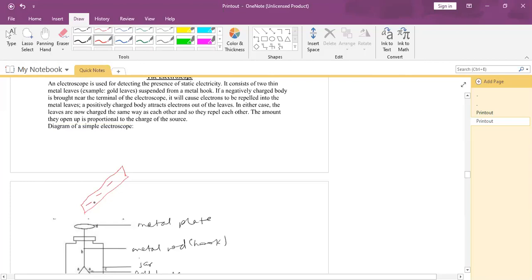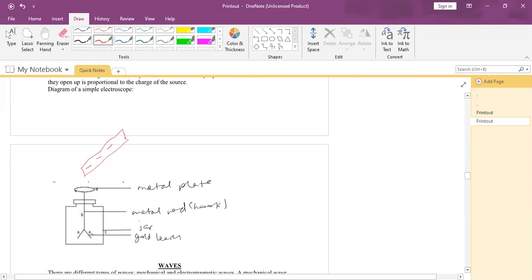So let's say I have a negative charge in the material, or if you rub something on a cloth, it becomes charged. When I bring it towards the plate, because this is negatively charged, it's going to attract the positive charge from this rod to the plate. Opposite charges attract. So you're going to have positive charges coming to the plate here. And then what happens? It's going to repel all the negative charges from the plate down to the end, to the leaves here. It attracts positive, and it repels all the opposite charges to the other side.